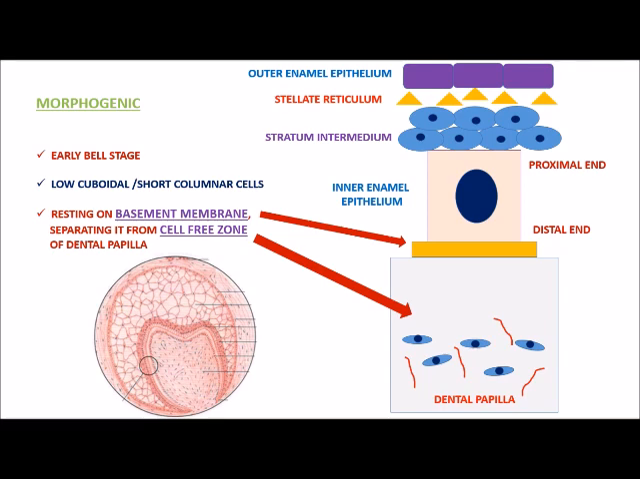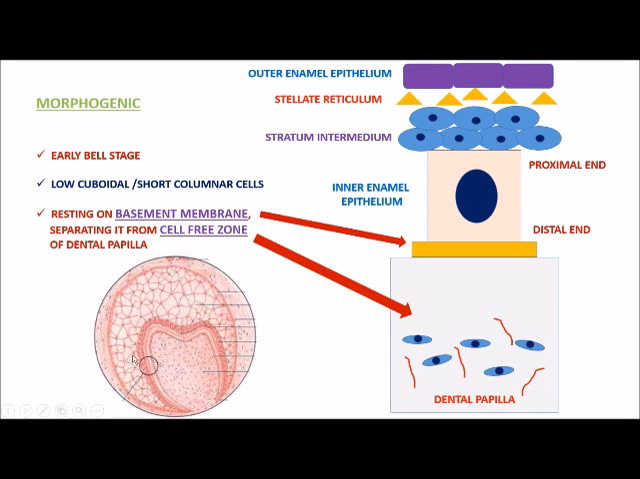So first stage, it is the morphogenic stage. Inner enamel epithelium determines the morphology of the tooth, hence the name morphogenic stage. It occurs in the early bell stage. So here you can see the early bell stage. There is outer enamel epithelium, stellate reticulum, stratum intermedium, inner enamel epithelium, dental papilla and there is dental sac.